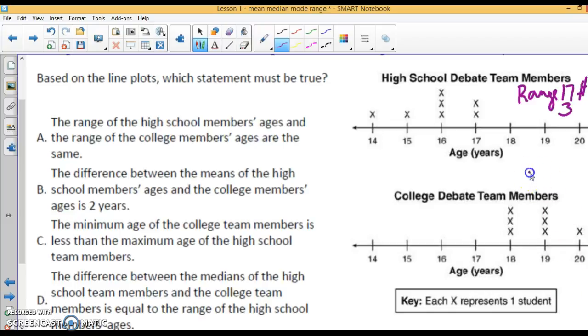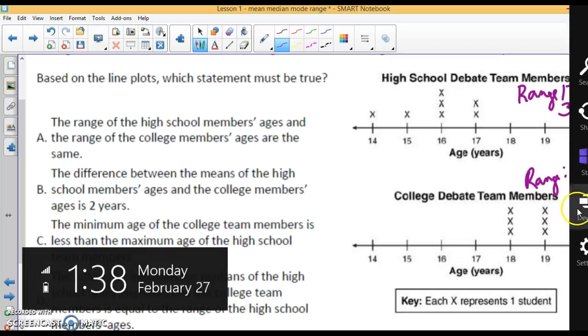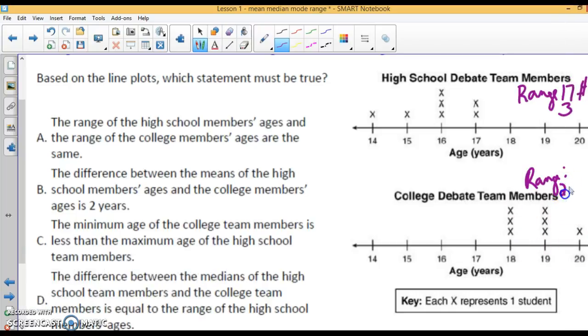The range of the college: the oldest kid is 20. The youngest is 18. So the range is 2. So what does it say? The range of the high school members' ages and the range of the college members' ages is the same. No, they're not. This is 3, this is 2, so this one is false. And I'm going to write false right next to it. We are looking for the one that is true.